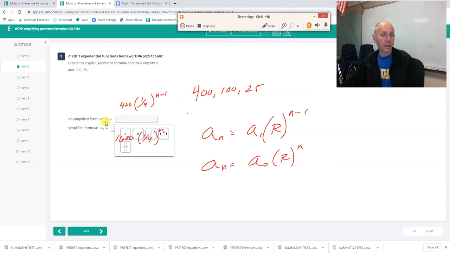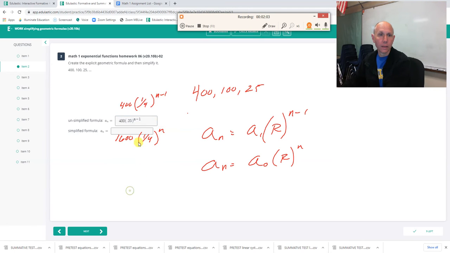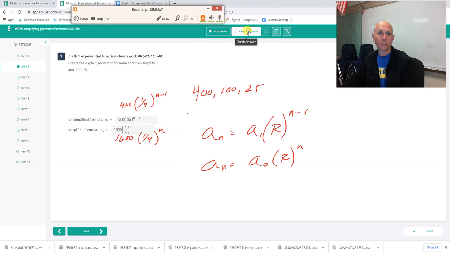So it already has a sub n equals 400 times 1/4 or 0.25. It'll accept either one. I'm going to go with 0.25 raised to the n minus 1. And then the simplified is 1600. And look, this one I'll do as 1/4 just to show you that it really will work. Let's check those answers. There it is. That's how they work.